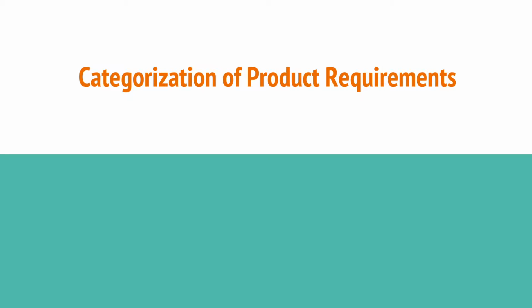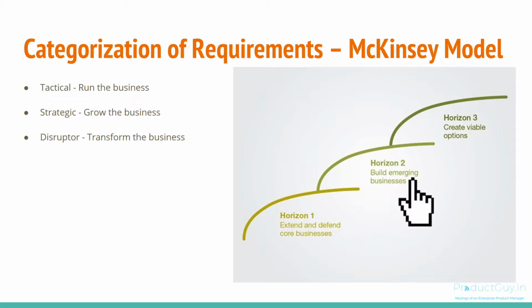Welcome back. In this section, we'll talk about categorization of product requirements. I'm adopting the McKinsey three horizon model for categorizing product requirements. The three categories that I have defined are tactical, strategic, and disruptive.